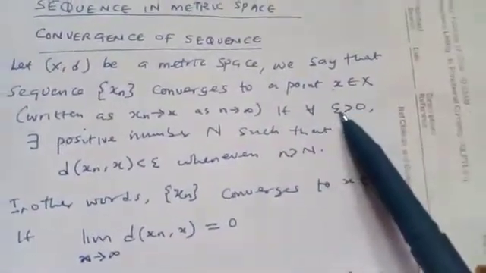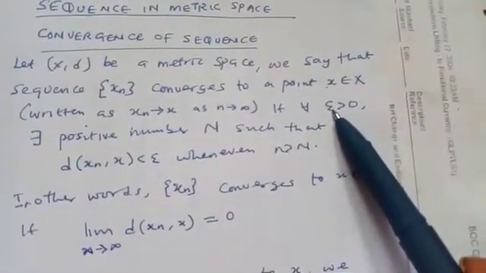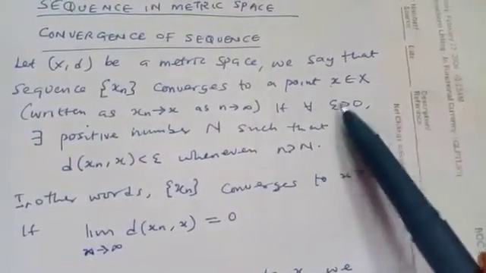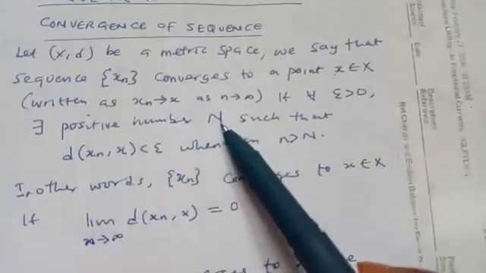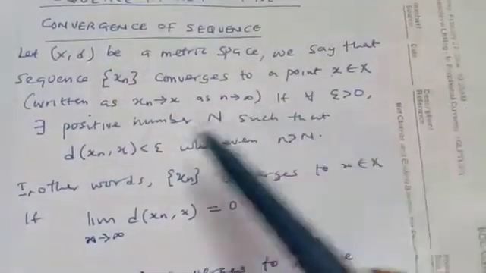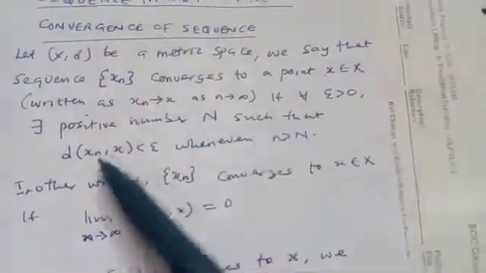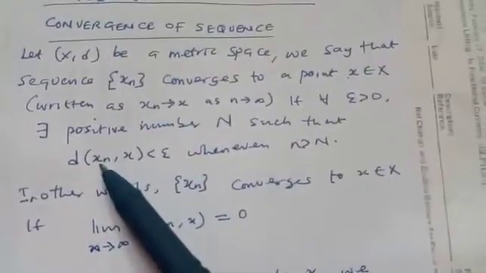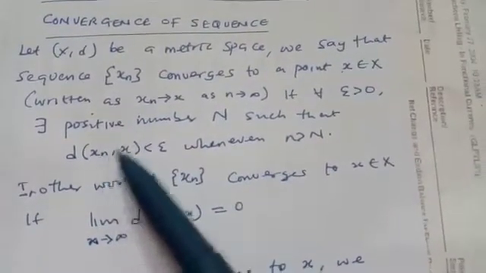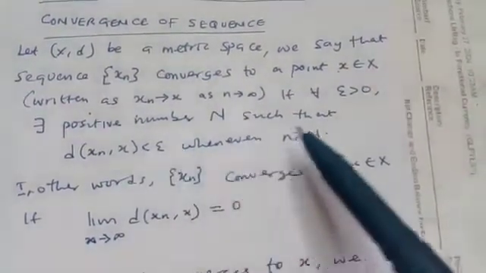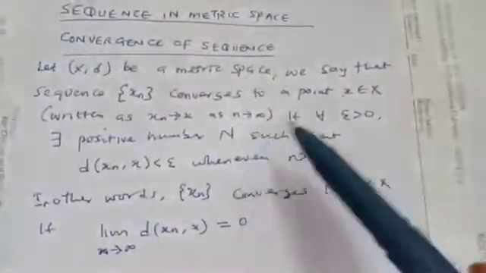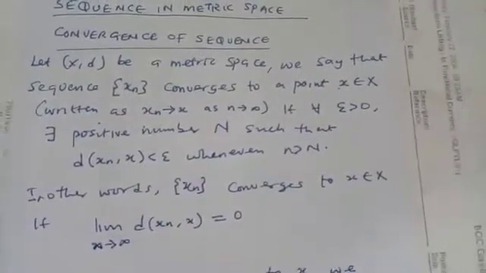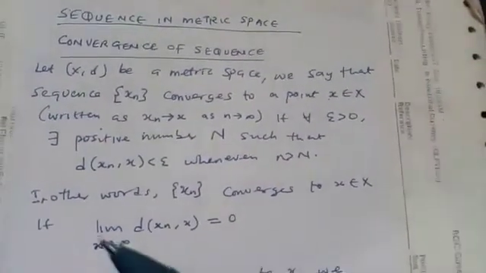If for every small positive number epsilon greater than 0, there is a positive number capital N greater than 0, such that the metric between Sn and S is less than epsilon whenever this happens. So this is a definition of convergence of sequence in a metric space.